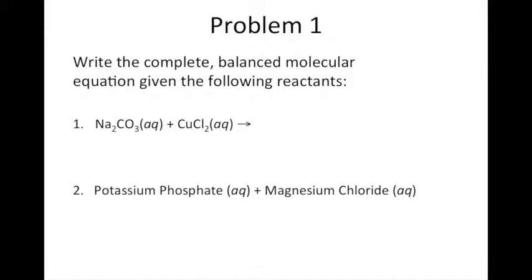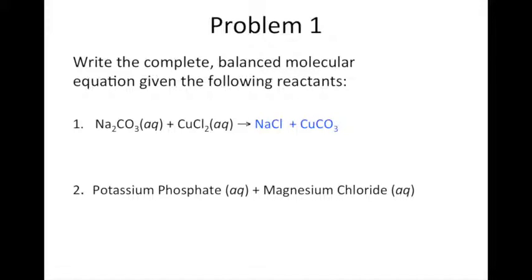Okay, so let's take a look at the first one. For the first one, the first thing I want to do is pair up the correct cation with the correct anion. So I'm going to take 1 sodium and 1 chloride. Again, it doesn't matter that I have 2 over here and 2 here. I take 1 sodium cation, 1 chloride, and then I take 1 copper and 1 carbonate and pair those up. Again, the cation is always written first.